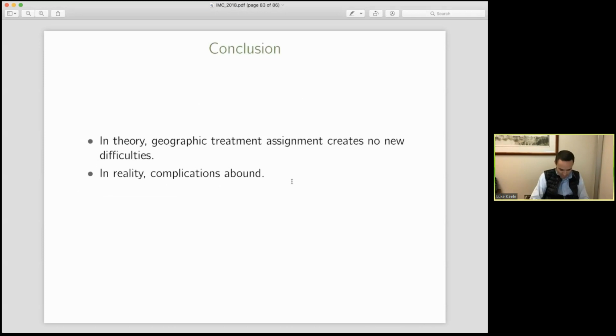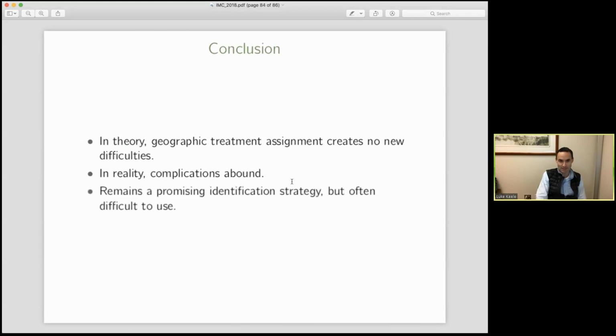In particular, as I mentioned, the two biggies are that the treatment border is usually being assigned to something that already exists, and people have been sorting around it for a while. And thus, even though they live close to each other, there are clear differences. I think it remains a promising identification strategy, but it's just a bit more difficult to use, and there are going to be more headaches. It's just not quite as clean as your classic RD.